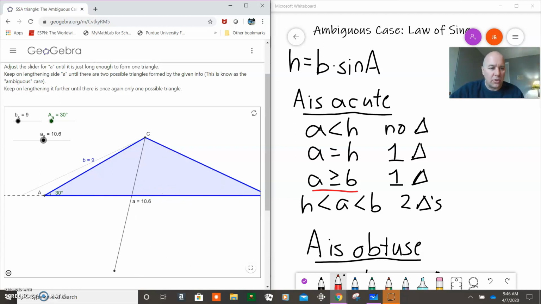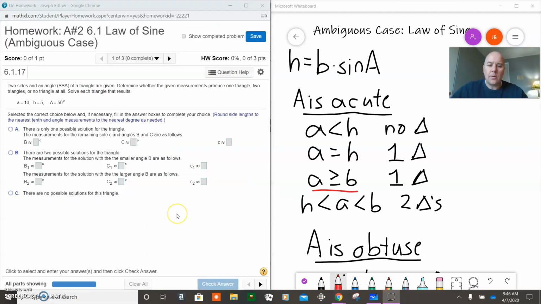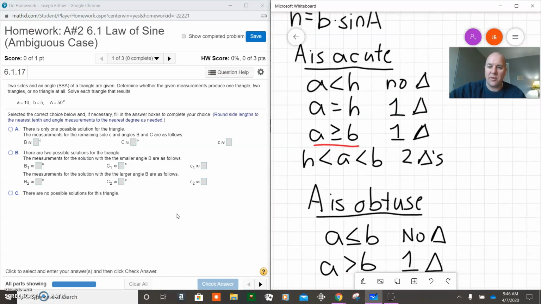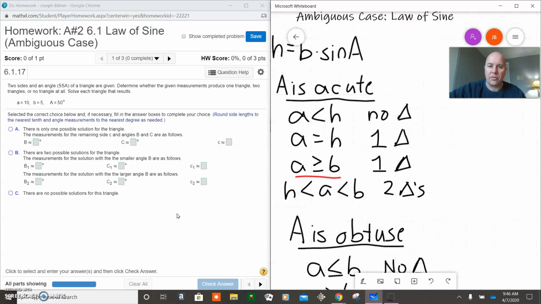All right, let me close the GeoGebra and I'll open up MyMathLab. Okay, now that I have a MyMathLab assignment open, I'm going to go through and solve this. Again, I'm going to need my notes in front of me, so I'm going to keep scrolling back and forth. First of all, you should notice they give you the measurement of little a. And again, lowercase letters are sides, uppercase letters are angles.